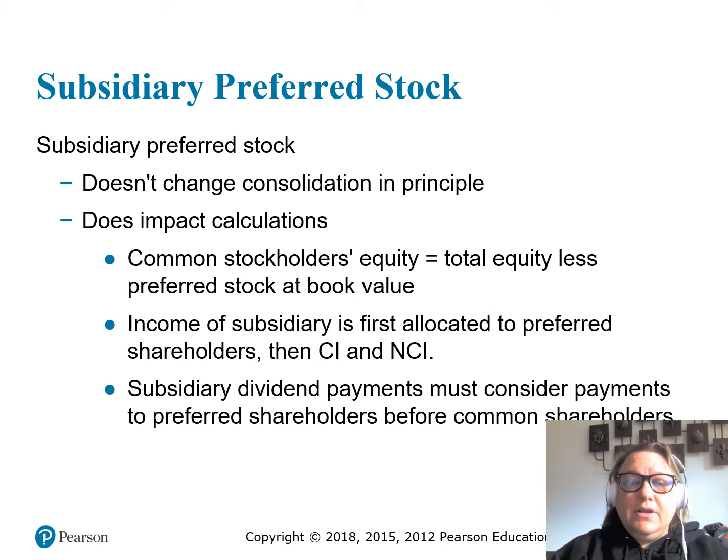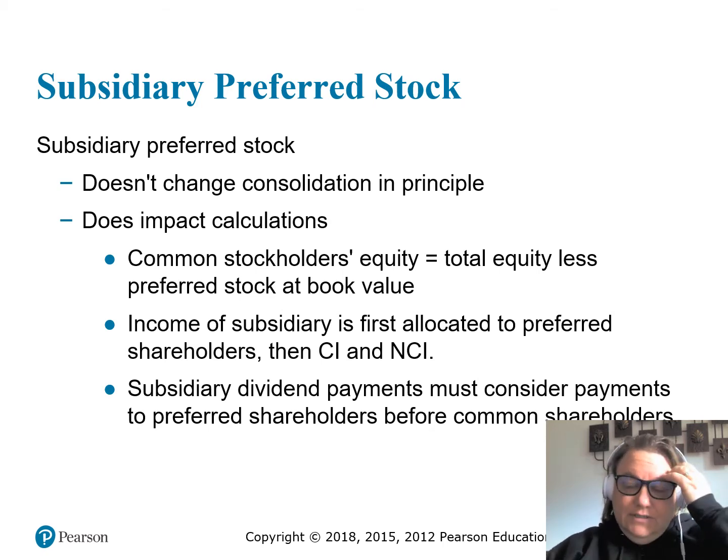The income goes to the preferred stockholders before the common, and then it goes to the controlling interest, and then it goes to the NCI, the non-controlling interest. So in front of everybody, preferred stockholders, hence the term preferred, are first in line for payment. Subsidiary dividend payments must consider payments to preferred stock before common. Again, when the dividends go out, preferred is first.